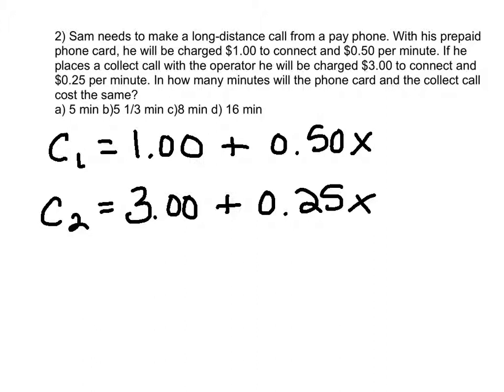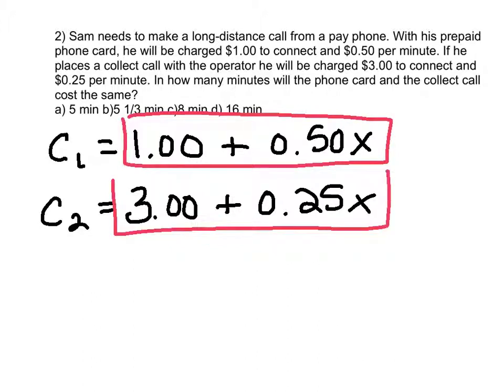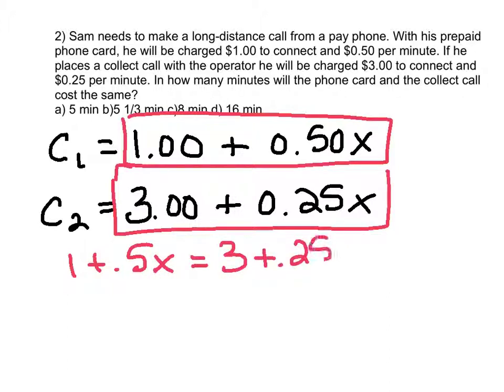So how many minutes will the phone card and the collect call cost the same? So we want to know at what point these two values are going to be equal. So what you're doing is setting these two things equal to each other. So we have 1 plus 0.5x equals 3 plus 0.25x. You go through, you show all of your work for solving for what x is, and you should end up with x equals 8 minutes. So after 8 minutes, the calls will cost you the same, whether you have the phone card or the collect call.